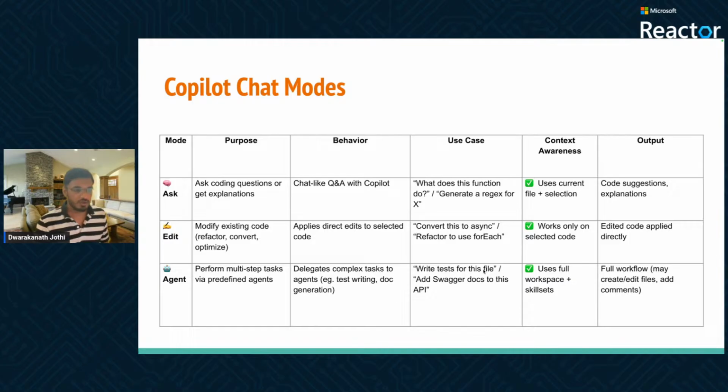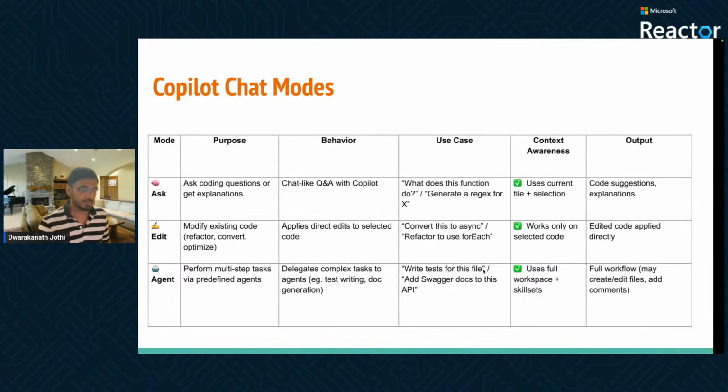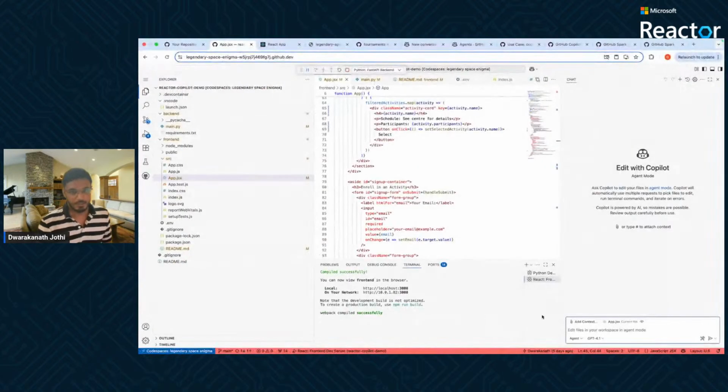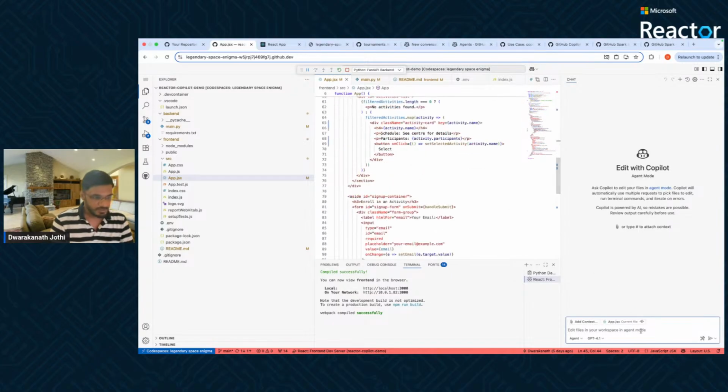and for our example, we can also say something like building a complete page, like a report where you have all the participants for each activity. This can be built using agent mode. So let's quickly look into one.